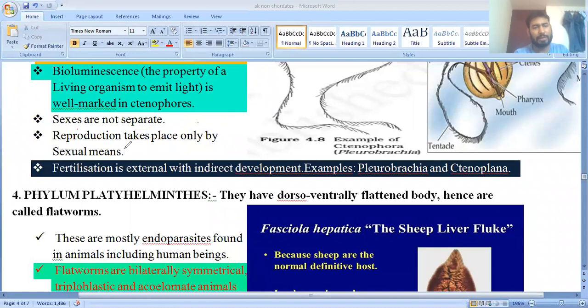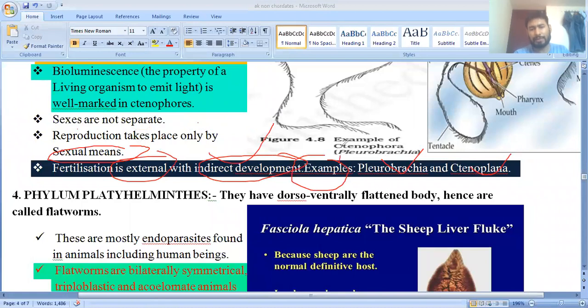Reproduction takes place only by sexual means. Fertilization is external and development is indirect. Indirect means they have the larval stage. Examples are Pleurobrachia and Ctenoplana.